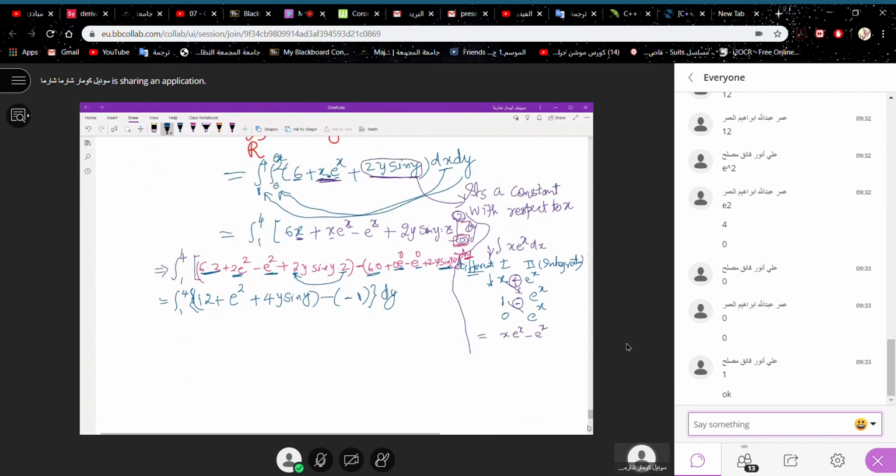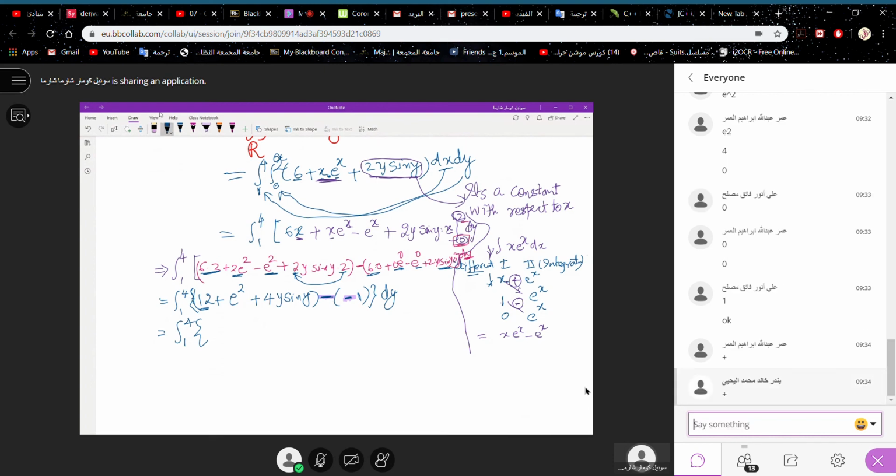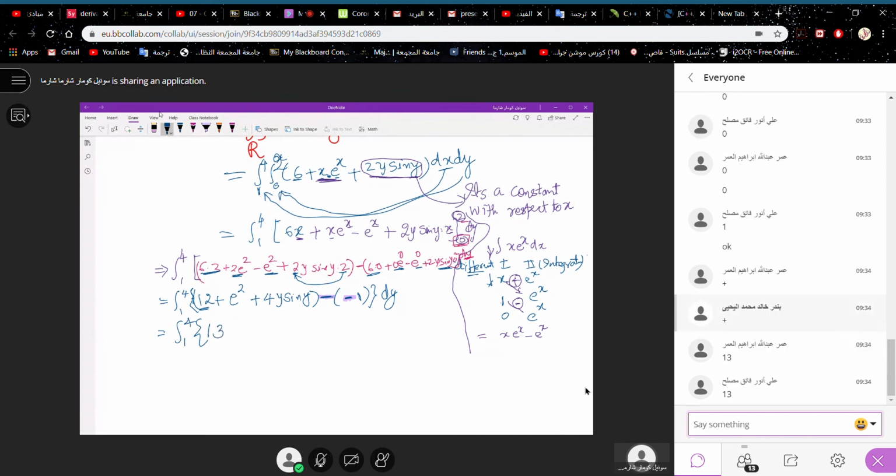Now see, 1 to 4, 12. This is minus minus, this is minus, this is minus. So both minus become plus. So 12 plus 1, 13 plus e square plus 4y sin y, and here dy.